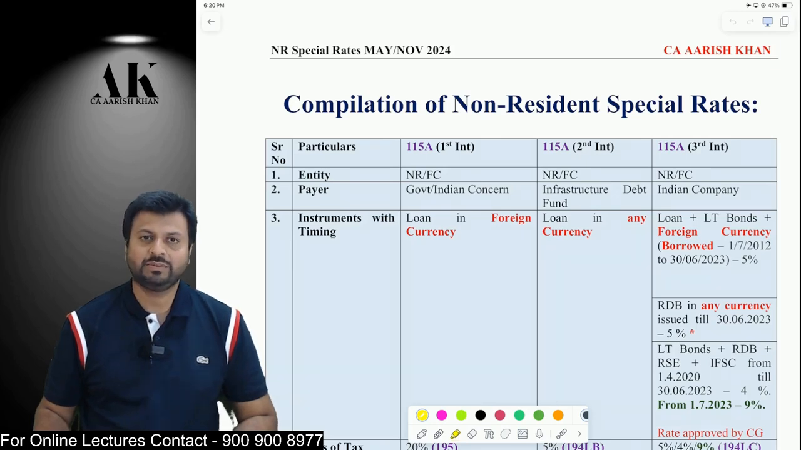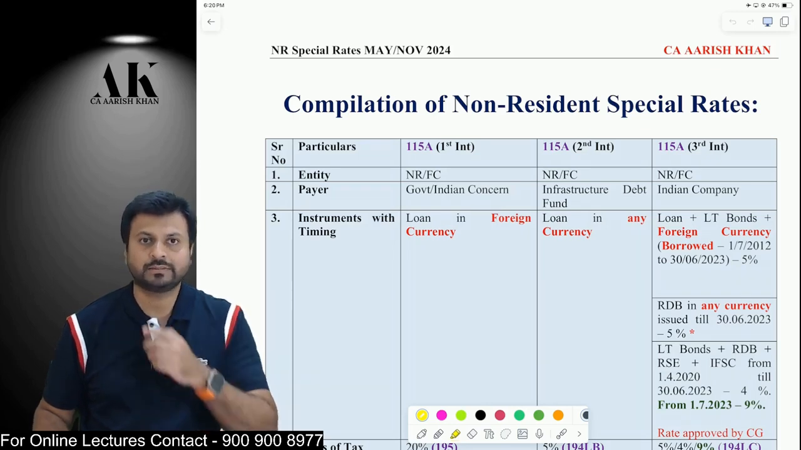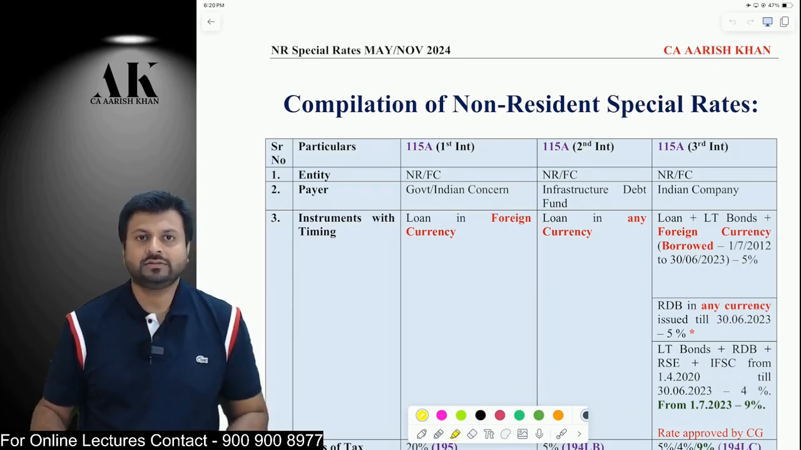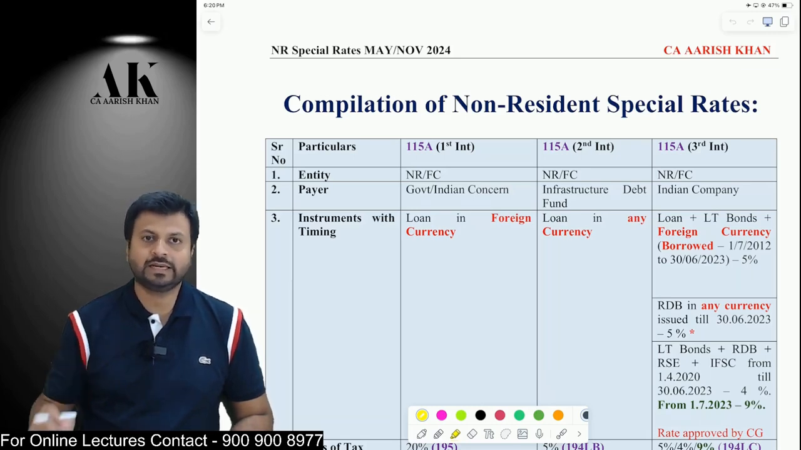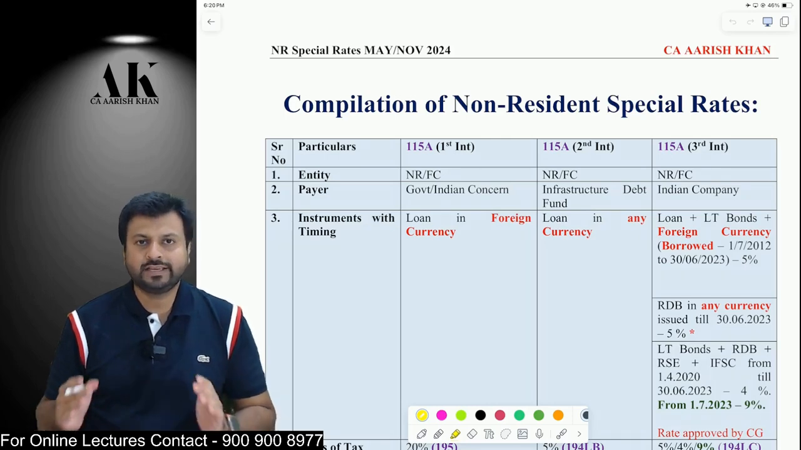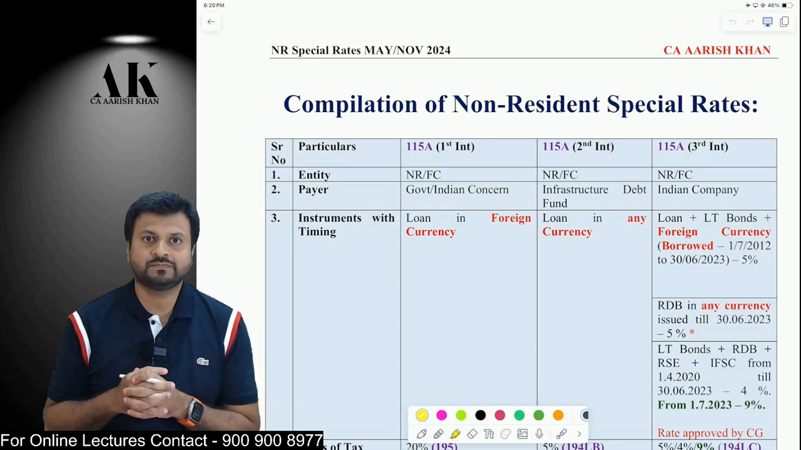So here I came up with one video which I promised to you all few days back, around 2-3 days back, that I'll be coming up. As you can see, compilation of non-resident taxation special rates. Now one of the biggest headaches for CA final students in direct tax is the non-resident chapter. It is one of the trickiest chapters out of the entire syllabus of CA final. And in this chapter also, not the entire chapter is tricky. The trickiest part of this chapter is the special tax rates.